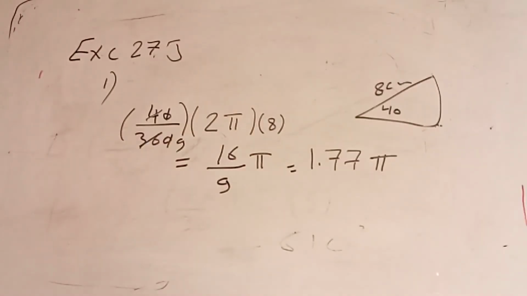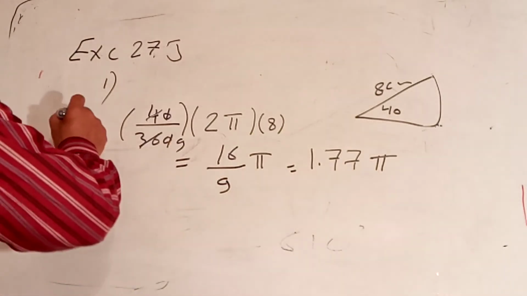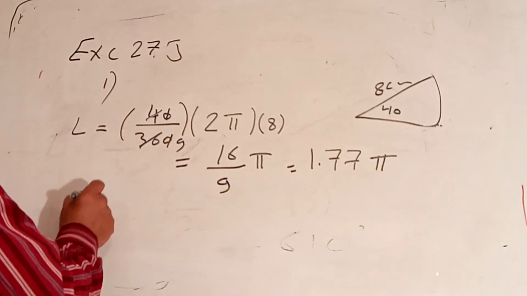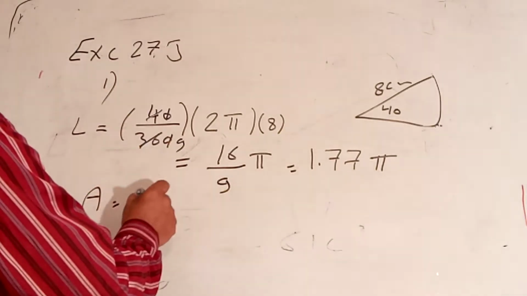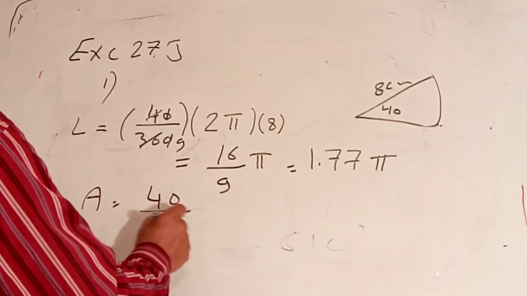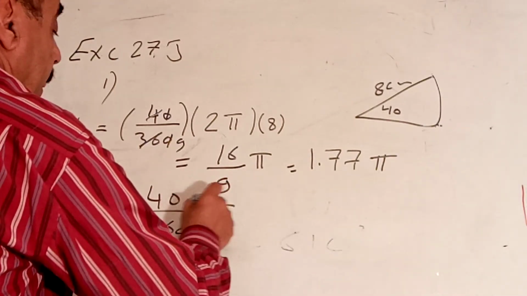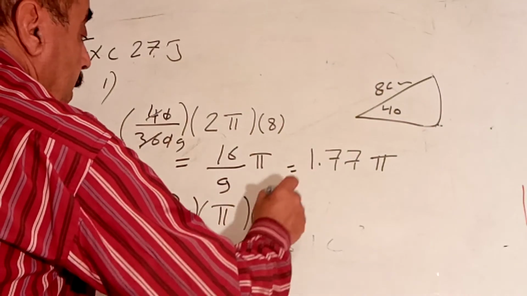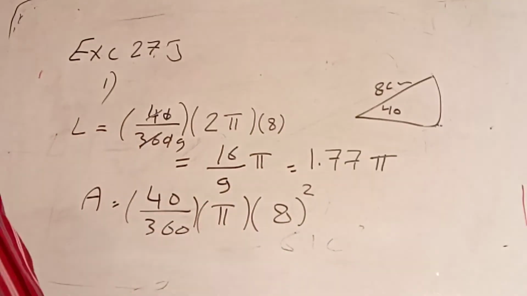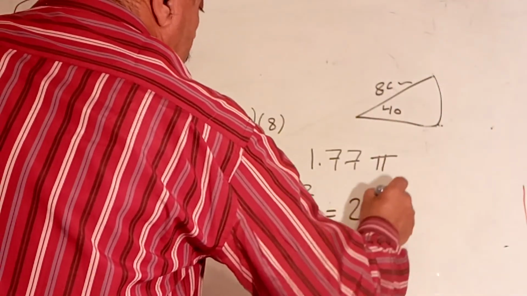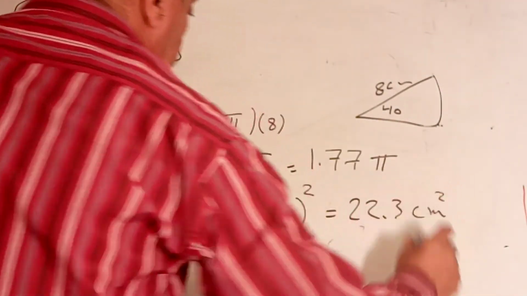You can use pi as 3.14 and you can get it, okay? This is number 8. This is the length, L, the length of the sector. Let's get the area of the sector again. It will be 440 divided by 360 multiplied by the area of the circle, which is pi r square, which is 8 square. Okay, this will be 22.3 centimeter square.